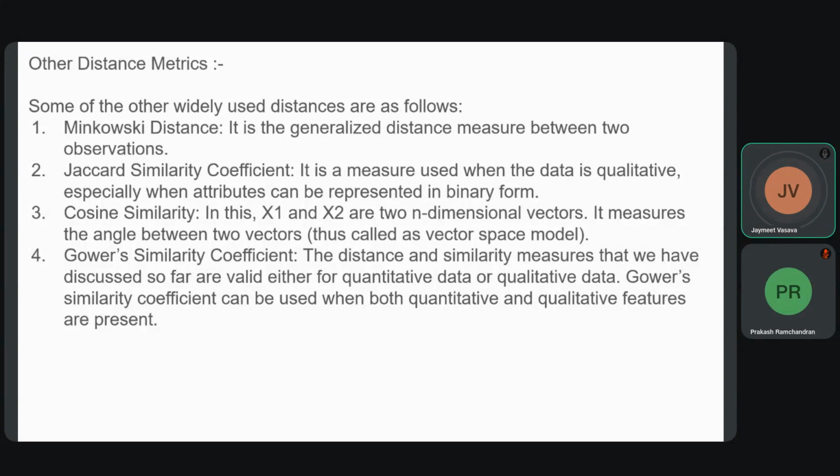Then cosine similarity, in which x1 and x2 are two n-dimensional vectors. It measures the angle between the two vectors, thus called the vector space model. Then Gower's similarity coefficient. It is used when both quantitative data and qualitative data are present as features. Quantitative data is nothing but measurements like heights, continuous kinds of values.